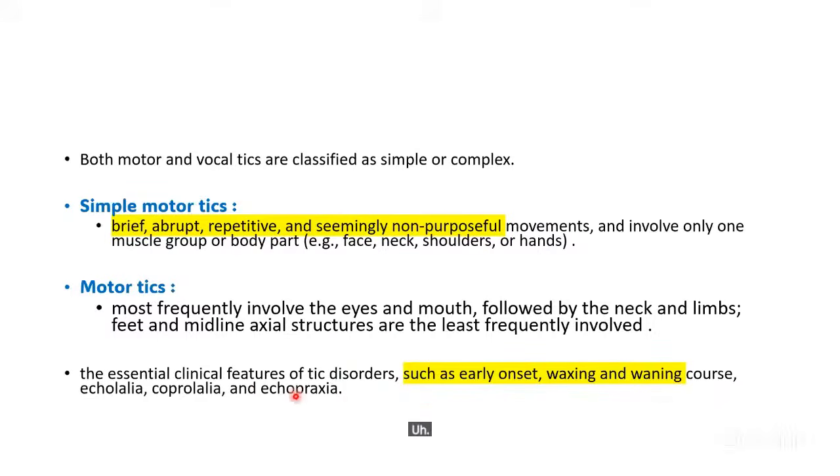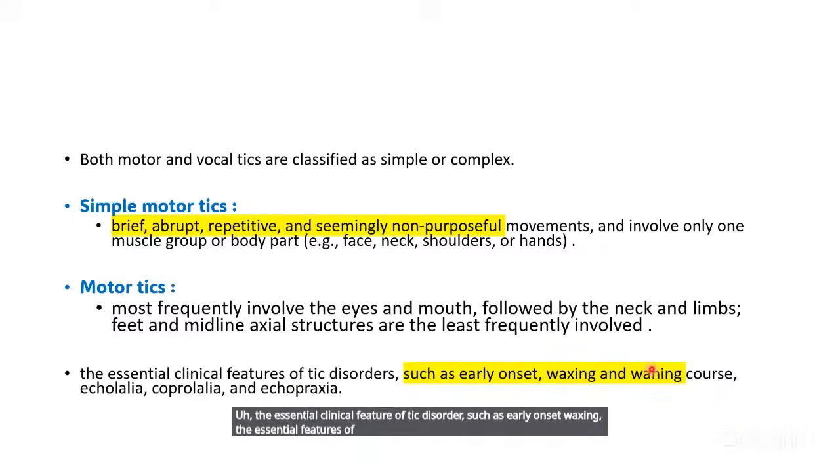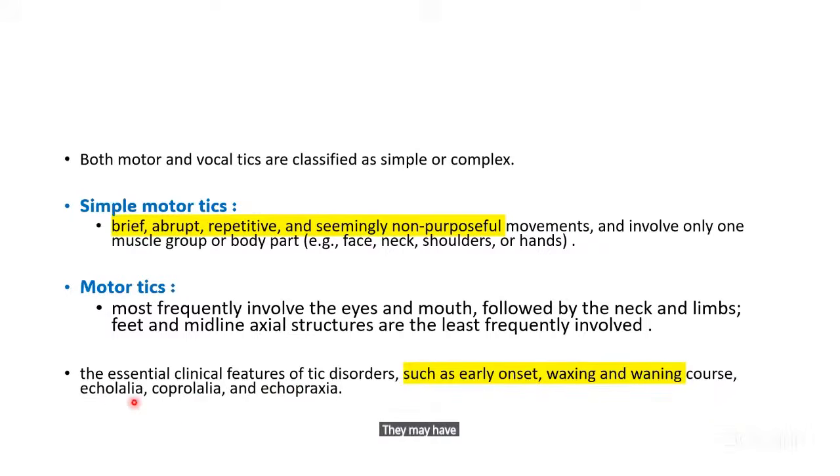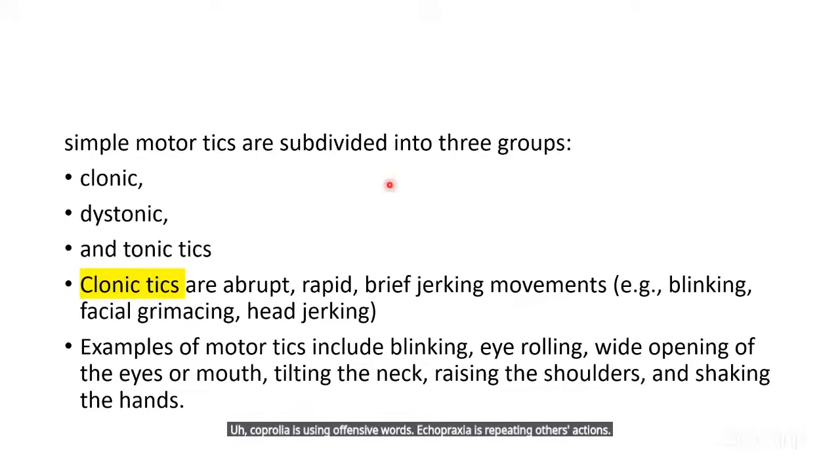The essential features of tic disorder are early onset and a waxing and waning course. They may have echolalia. Echolalia is repeating others' words. Coprolalia is using offensive words. Echopraxia is repeating others' actions. So these simple motor tics can be subdivided into clonic, dystonic, and tonic tics.